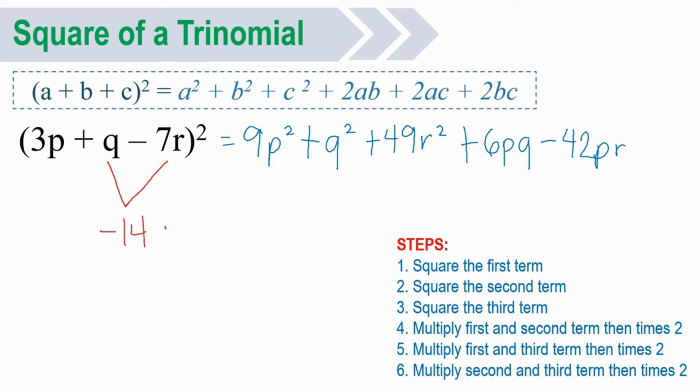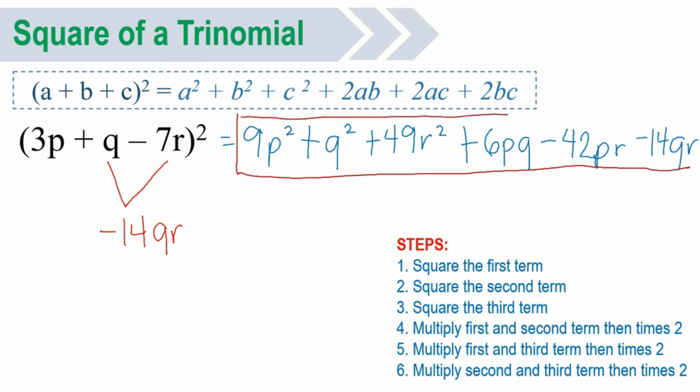Then copy the variable q and r. So we have minus 14QR. Okay, combine like terms. There are no like terms again. Then that's it. That will be your final answer.